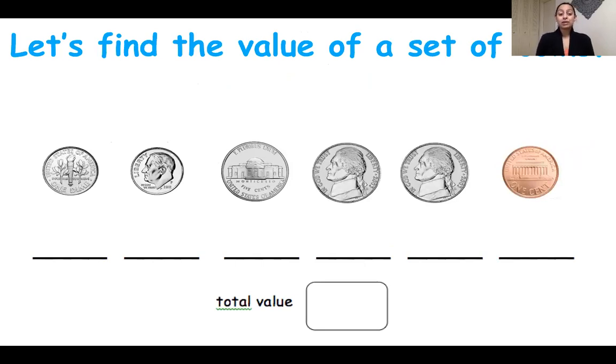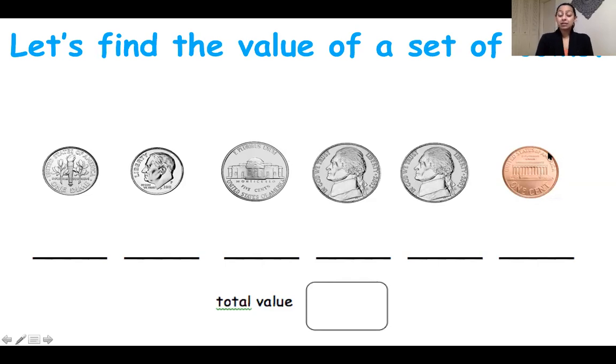Now, let's use all that skip counting practice that we just did to find the value of a set of coins. So here I have 6 coins. And if you notice, I've kind of arranged them and organized them in a way that makes it really easy to skip count. So the way I organized them is I put the coins that are worth the most money, like the dimes, first. I put all the dimes first. Then the coin that's worth the next greatest value, I put next. So I put all the nickels next because nickels are worth 5 cents and that's the next biggest value. And then I put the penny last because that's worth the least amount of money. It's only worth 1 cent. So when you're counting the value of a set of coins, you want to make sure you organize the coins from greatest coin value to least coin value.